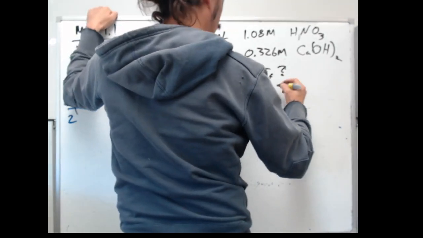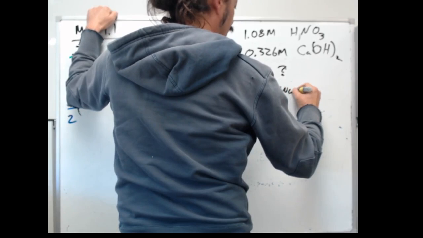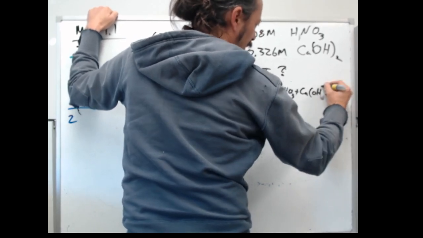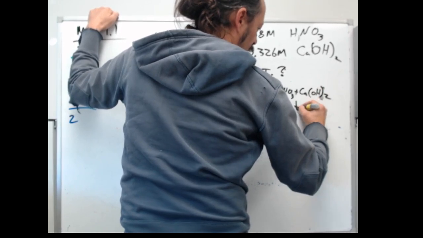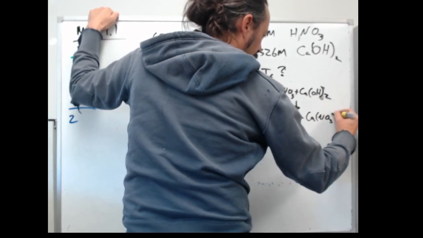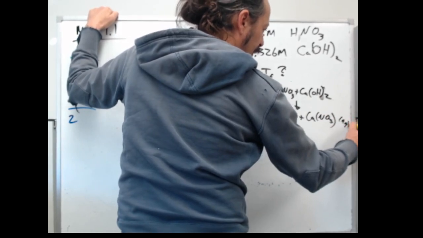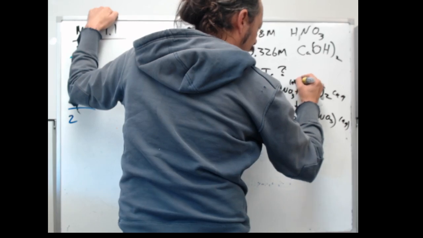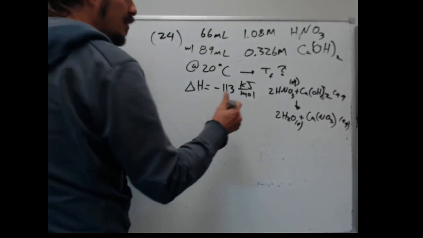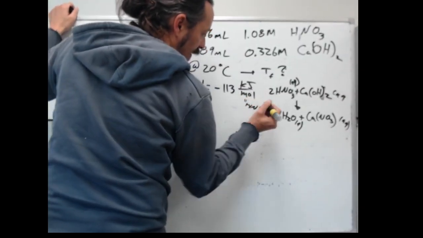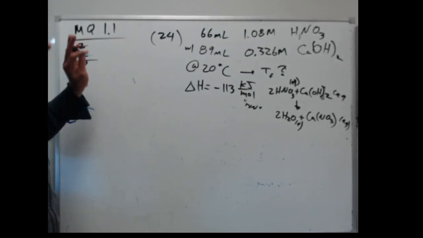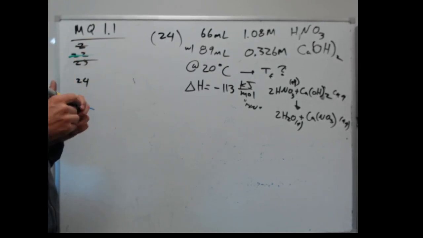And that's for 2HNO3 plus calcium hydroxide going to 2H2O plus calcium nitrate, aqueous, aqueous, aqueous, liquid. Okay, so this is the delta H of the reaction. If you notice, it's double the delta H of neutralization we calculated in class the other day, but we'll worry about that in a moment. Just an interesting little tidbit.